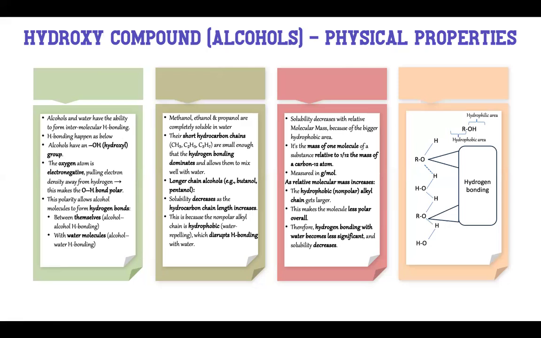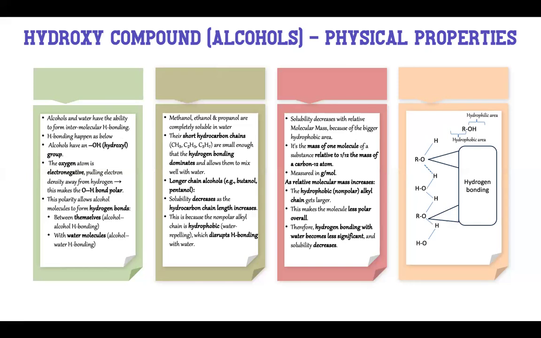Let's look into the hydroxy compound alcohol in terms of the physical properties. Alcohols and water have the ability to form intermolecular H bonding. H bonding happens as below, where alcohols have an -OH hydroxyl group, and the oxygen atom is electronegative, pulling electron density away from the hydrogen. This makes the O-H bond polar.